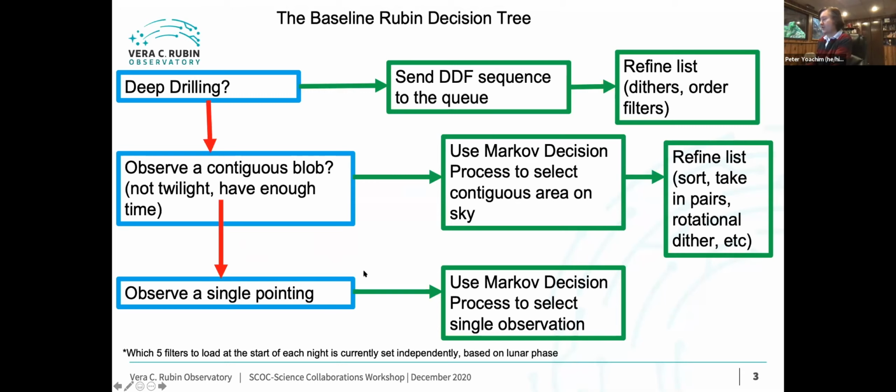My asterisk down at the bottom is we are actually running a second scheduler completely independently, which decides which filters should be loaded for the night. Rubin is a 6-filter survey, but we can only load 5 at a time in the camera. So currently there's an independent decision made on which 5 should be loaded for a given night.